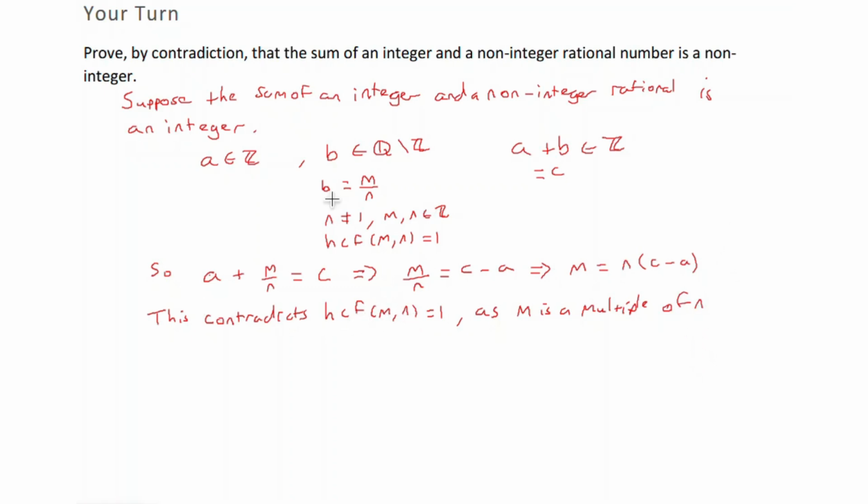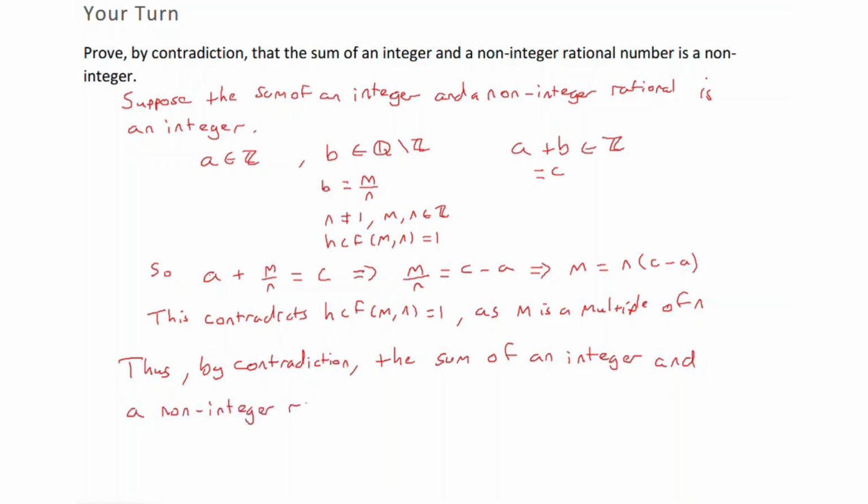So we've contradicted something that we originally assumed. That means we've made a contradiction. So the opposite, the negation, must be true. So by contradiction, the opposite must be true. The sum of an integer and a non-integer rational number is a non-integer.